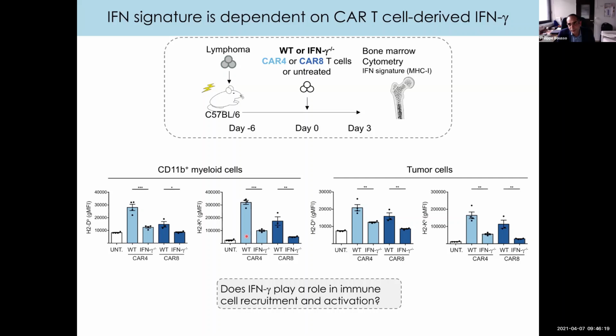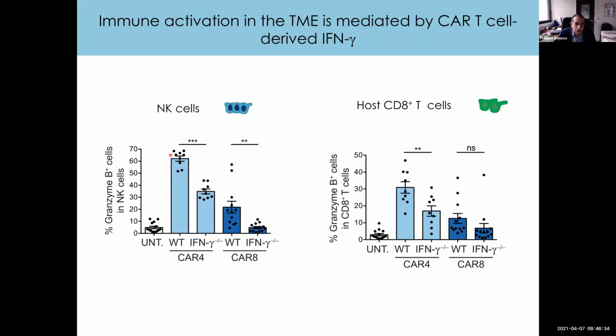So the interferon gamma plays a role in this signature, but does it play a role in the immune cell recruitment and activation that we see? And the answer is largely yes. You can see that if you look, for example, at activation of NK cells or host CD8 T cells, a large part of this activation is indeed due to the interferon gamma produced by the CAR themselves.